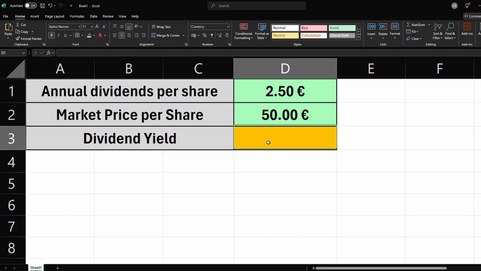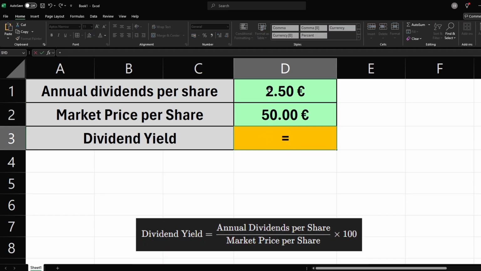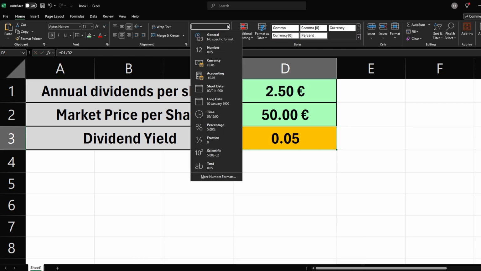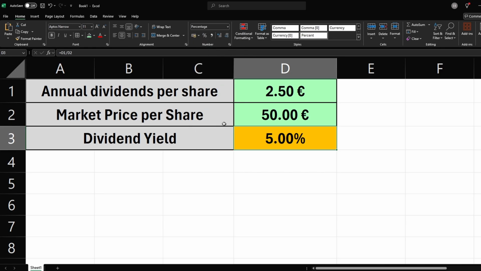To calculate the dividend yield, we divide annual dividends per share by market price per share. Then we need to format the result as a percentage. Click the percentage icon in the number group on the Home tab.